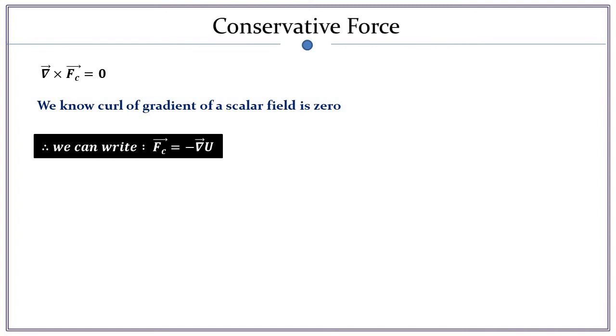Now, why the minus sign? It is just for our convenience. Mathematically we can write minus or plus; it is always correct. So here the minus sign is just for our convenience, and U is the scalar field. We will see the importance of this scalar field when we see the concept of potential.